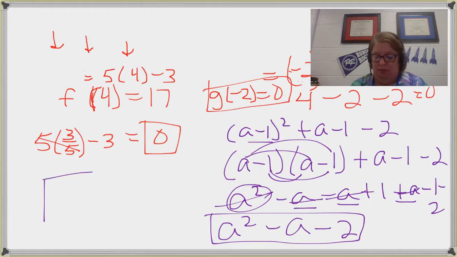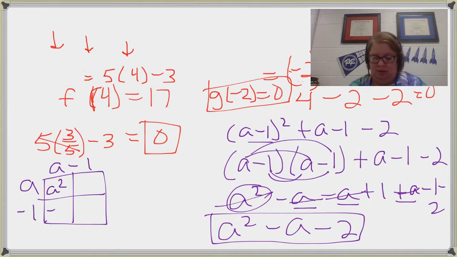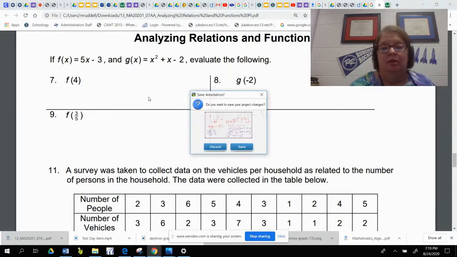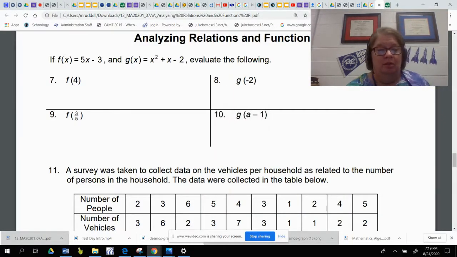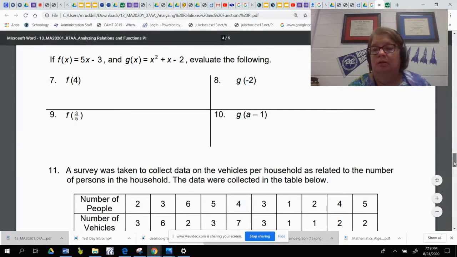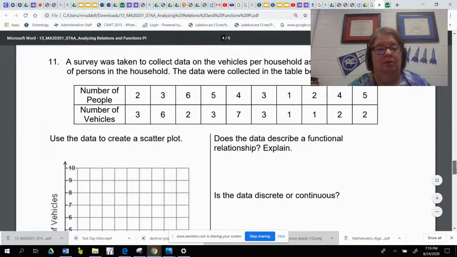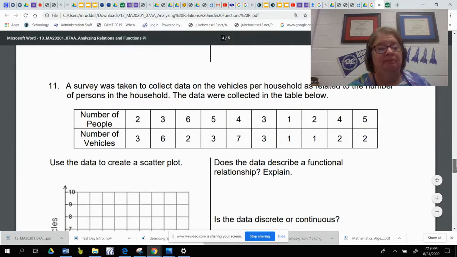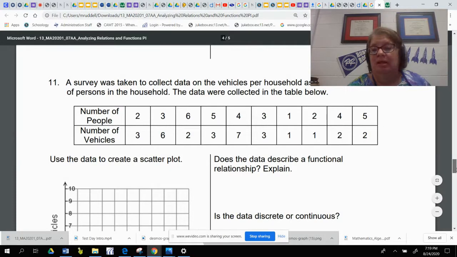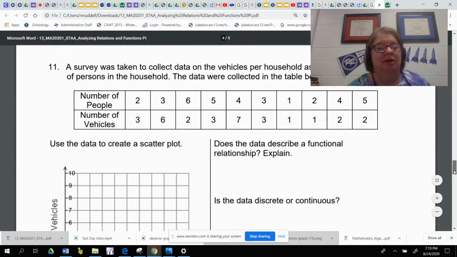You remember box method? We had a minus 1 and a minus 1. So you have a squared minus a plus 1. Okay, that's box method. All right. Okay, actually, yeah, let's keep going. I thought we might stop, but we're going to keep going.